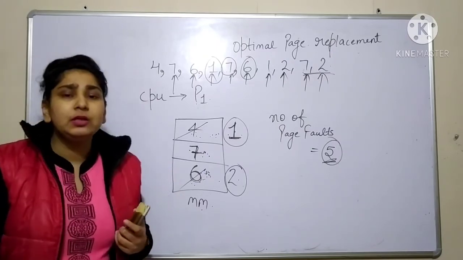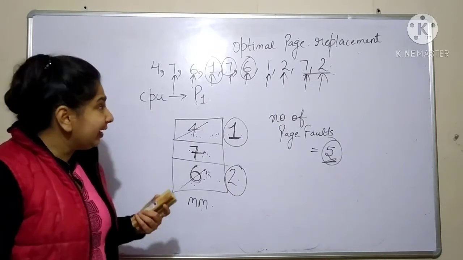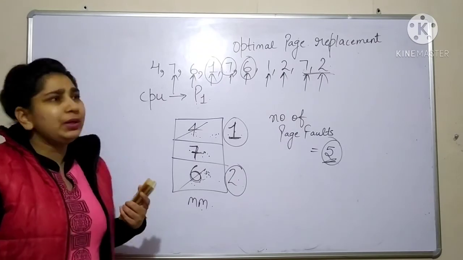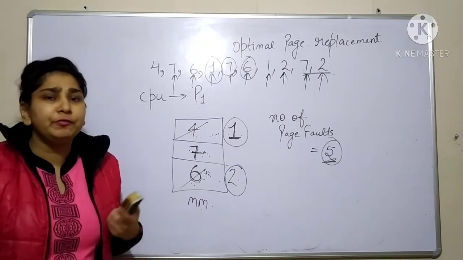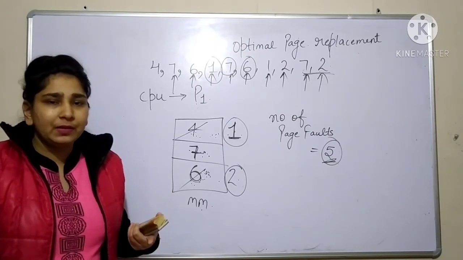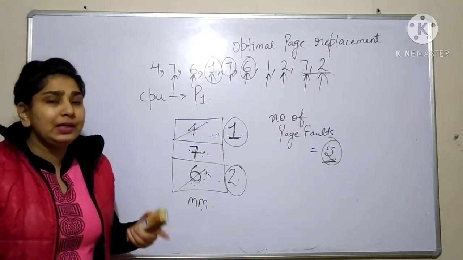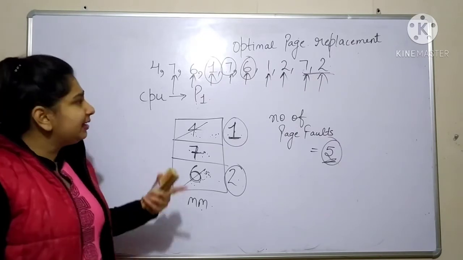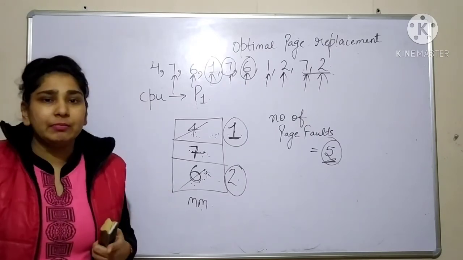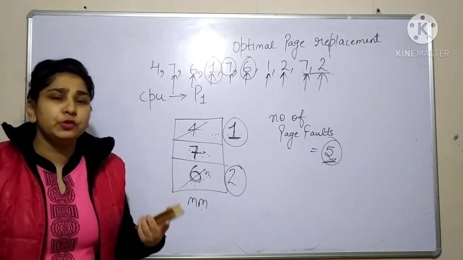But this optimal page replacement algorithm is not practically possible. You haven't executed your program. Without executing your program, you cannot determine the future, that is, which instruction your program is going to need in the future. When you start executing your program, only then do you get to know that in the future you need this instruction. But without executing the program, you cannot predict the instruction you will be requiring in the future.